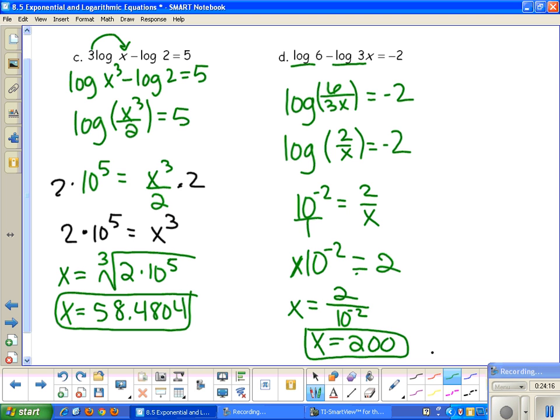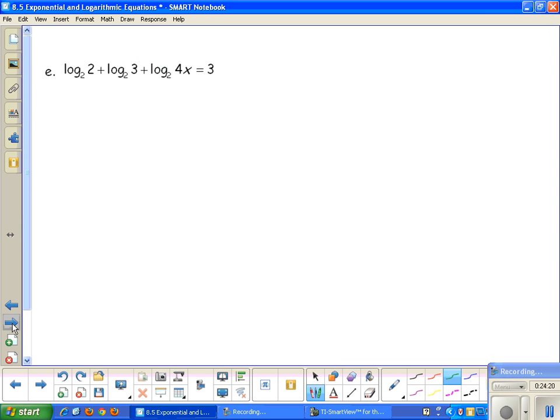All right, so we have one more problem to go and then we are finished. For this problem here, we have the log base 2 of 2, plus the log base 2 of 3, plus the log base 2 of 4x equals 3. To solve this problem, first we need to combine all these into one logarithmic equation using our properties of logarithms.